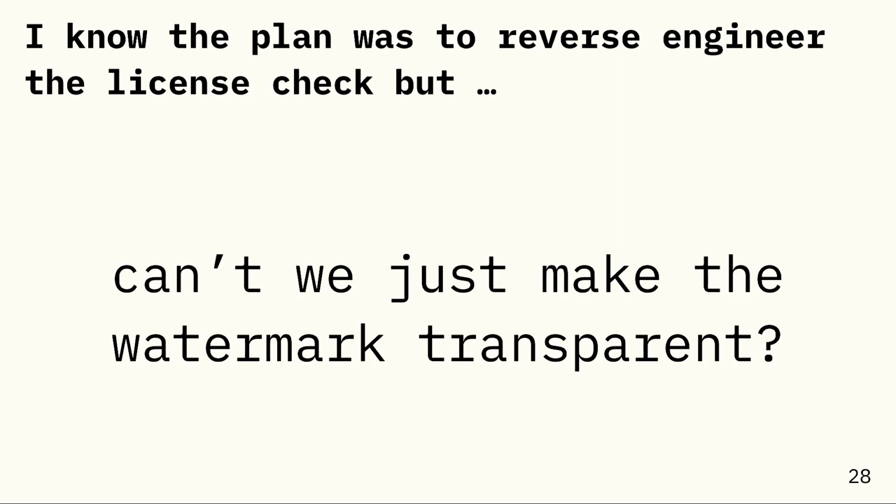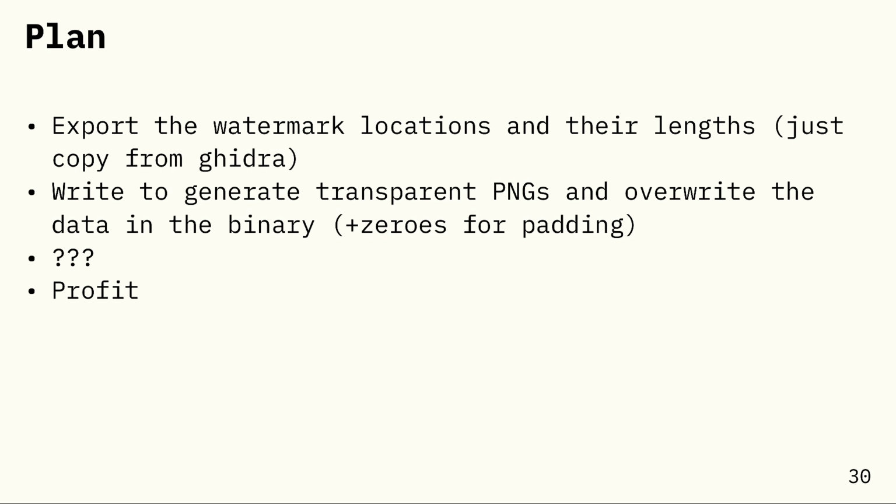So I thought the best idea would be to just patch out the license tag, or even reverse it somehow and then write my own key gen or something. But I guess we could also just make the watermark transparent. It's just a PNG. PNG is supposed to be transparent. So my new plan was just to overwrite the binary at the specific locations where the PNG data is stored with transparent PNGs, and just make sure they are the same size, so we don't overwrite anything or make it do some kind of undefined behavior.